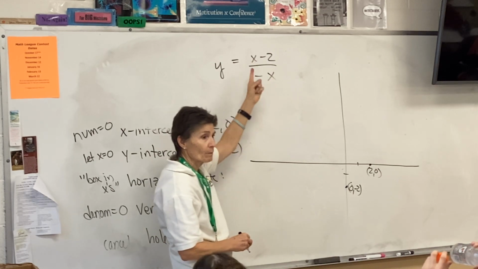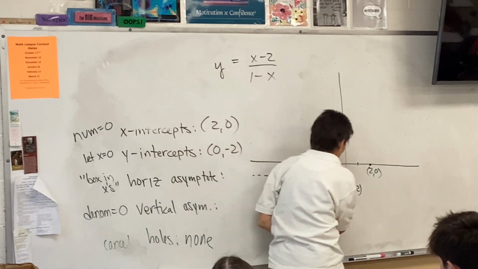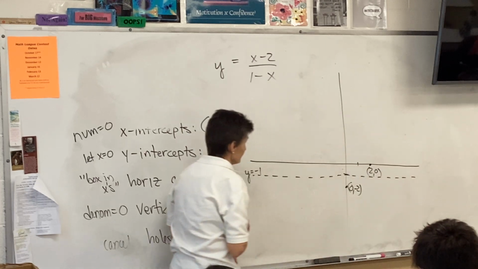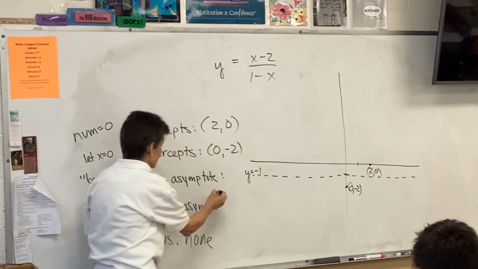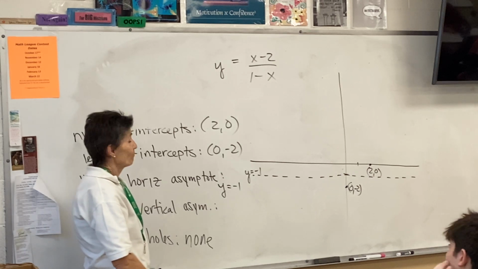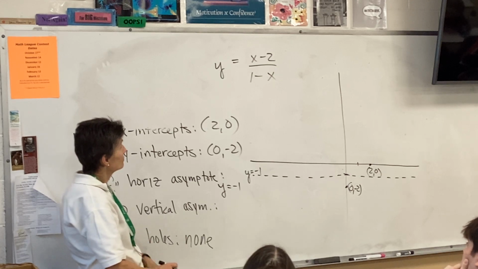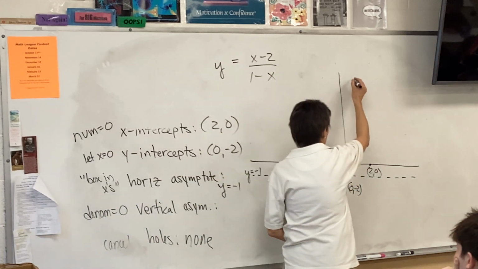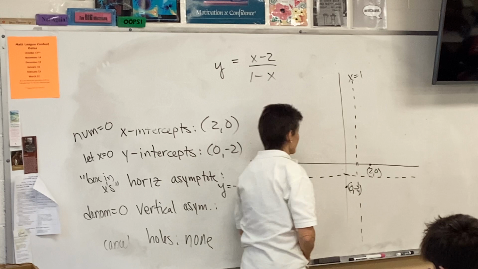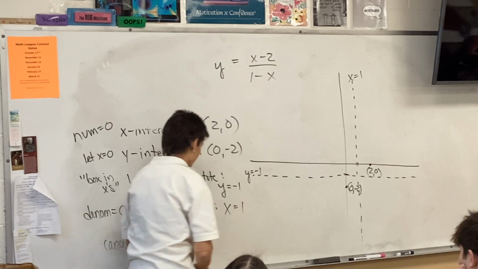Box these in. What do I get when I box those in? -1. So my horizontal asymptote is at y equals -1. Okay, vertical asymptote. What makes the denominator 0? 1. So I have a vertical asymptote at x equals 1. And I'm done, because there aren't any holes, right?